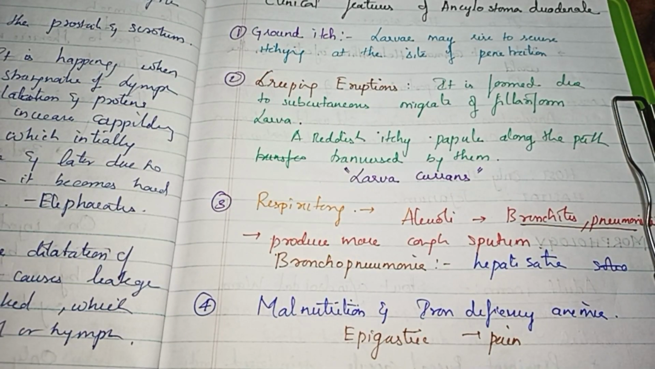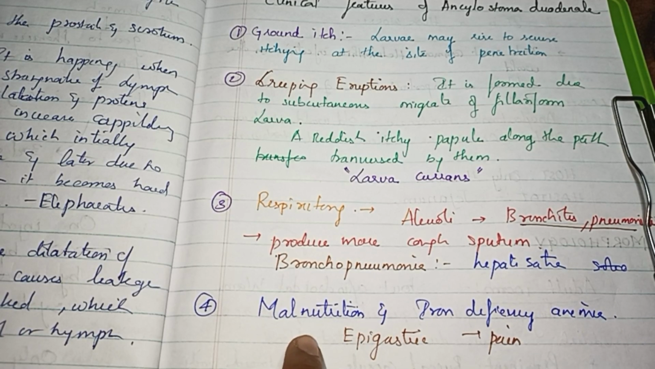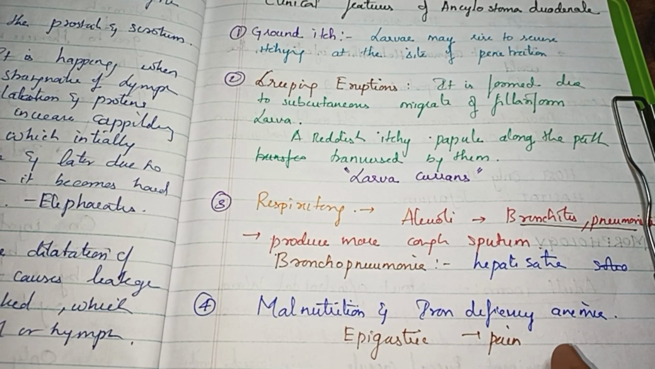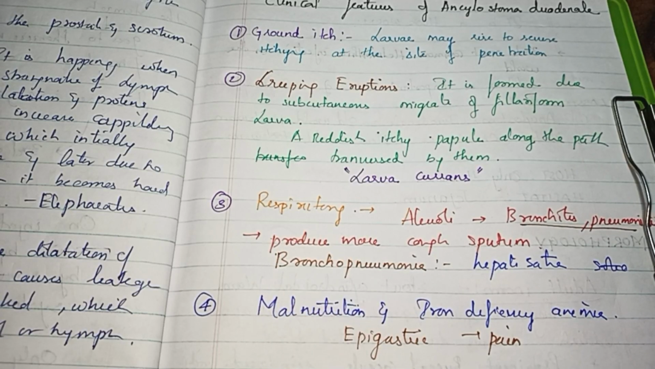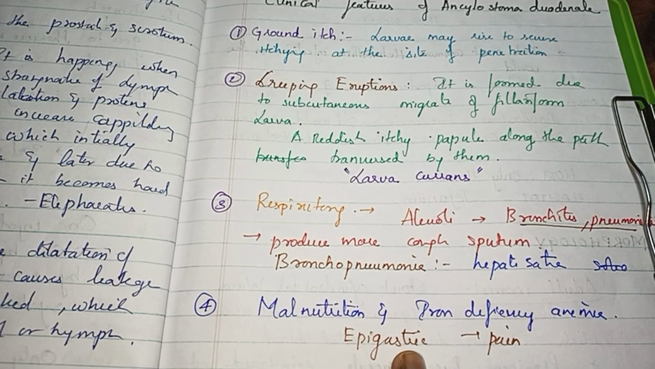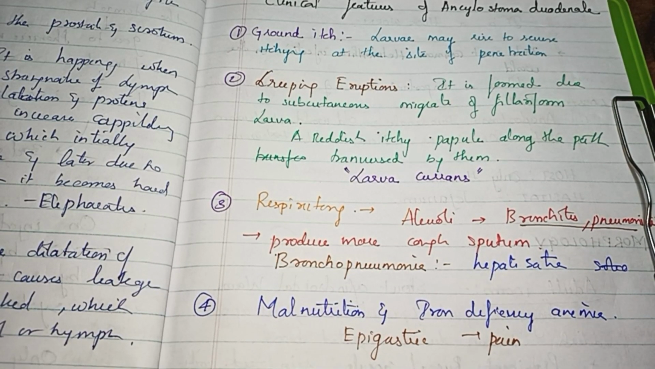Next is the most important one. As the hookworm is a hook-like structure that goes and binds to the mucous membrane of the intestine, it causes bleeding. Excessive bleeding will cause malnutrition plus iron deficiency anemia. There is a lot of bleeding due to the hookworm. And due to the attachment of the hookworm to the mucous membrane, it causes epigastric pain. So this is about Ancylostoma duodenale.